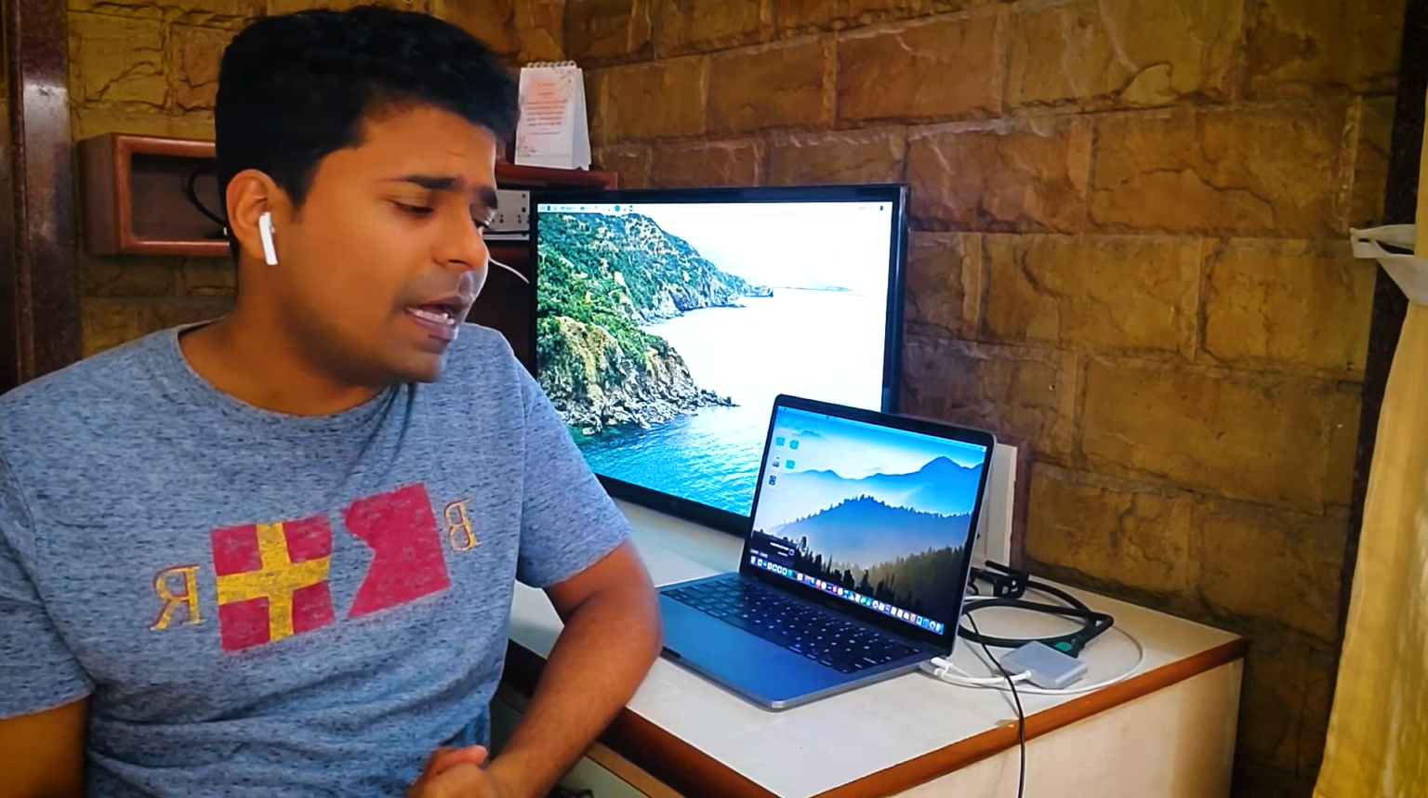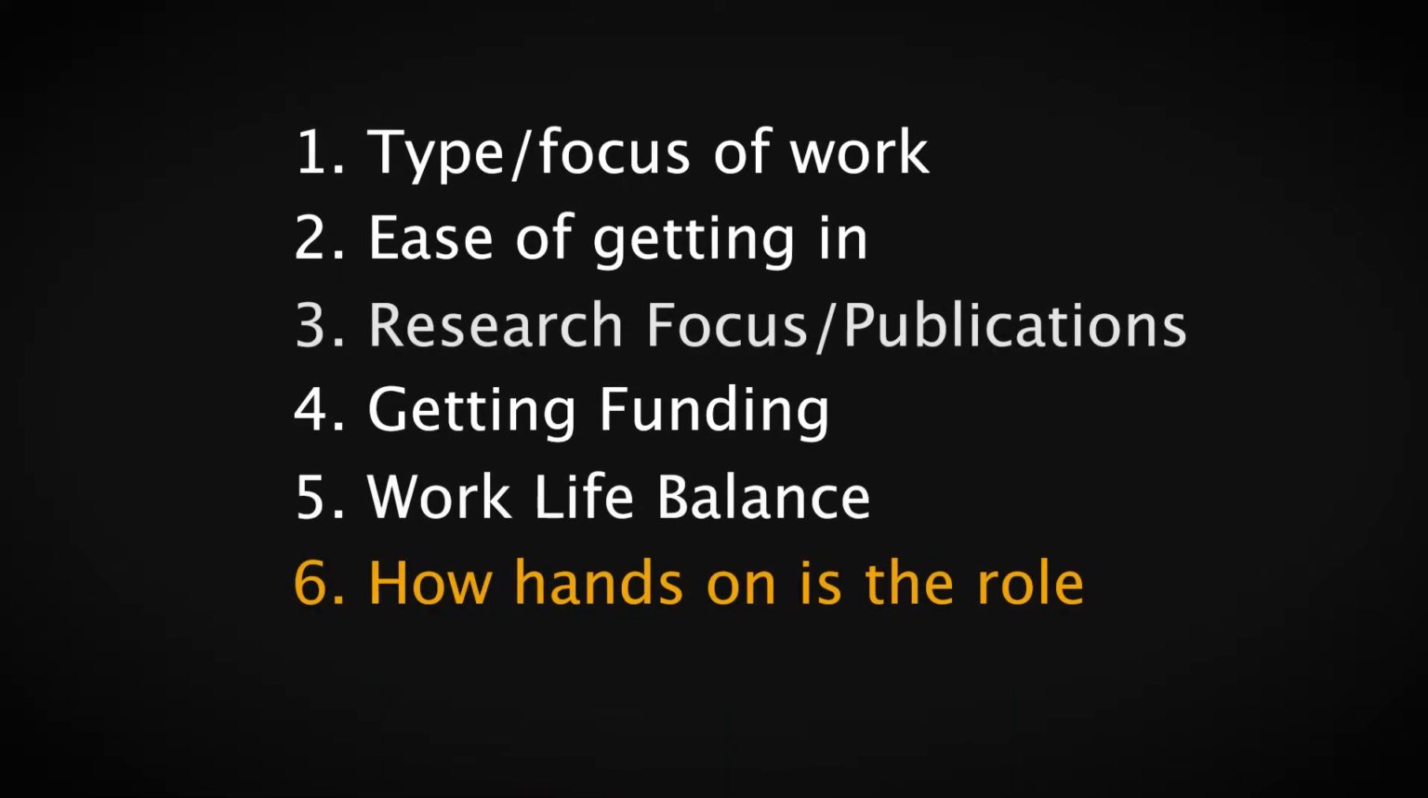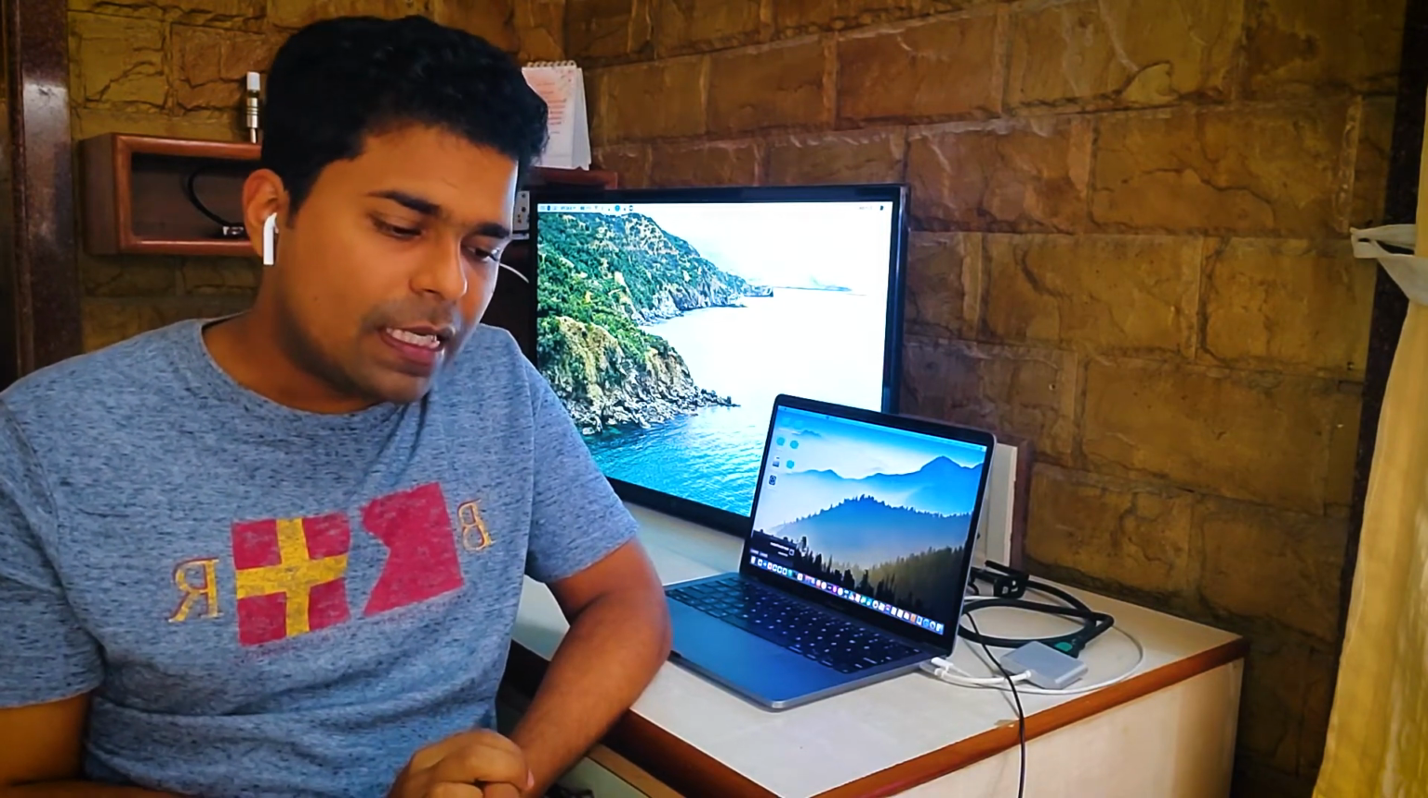On the other hand, a research lab and an industry lab are actually much more suited for work-life balance. The next axis, or the next point, or the sixth point, is how hands-on the role is and the number of skills required for the specific role.